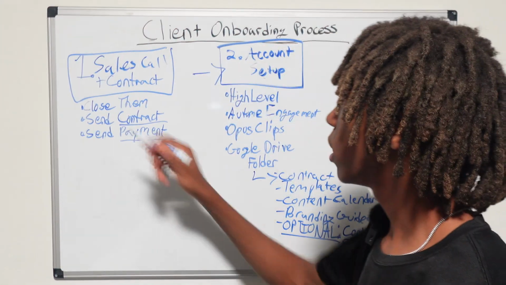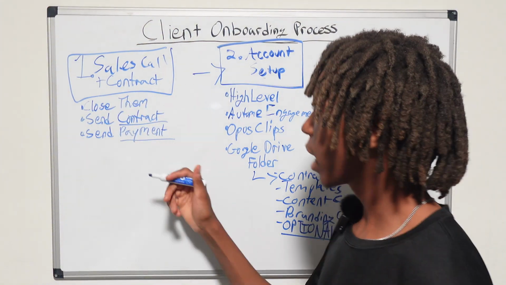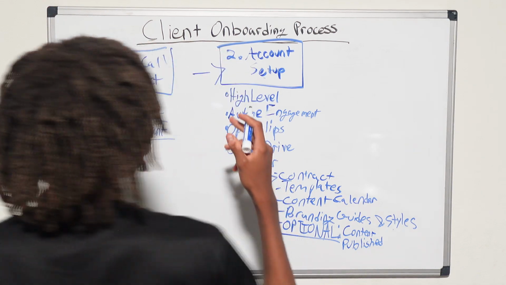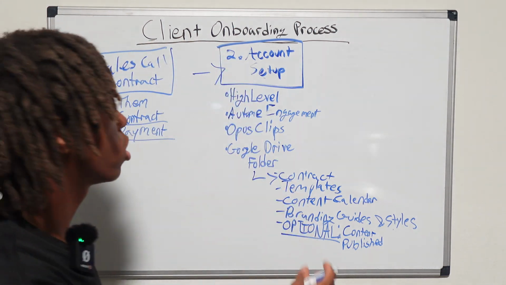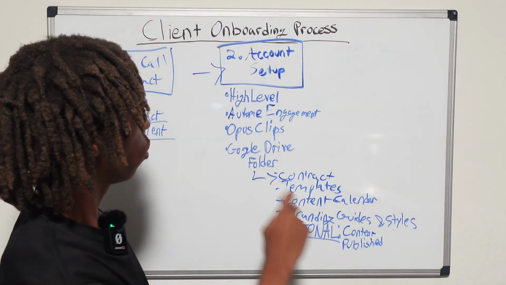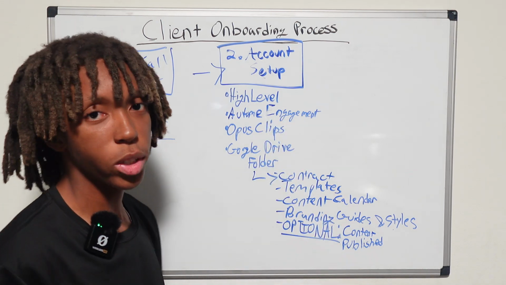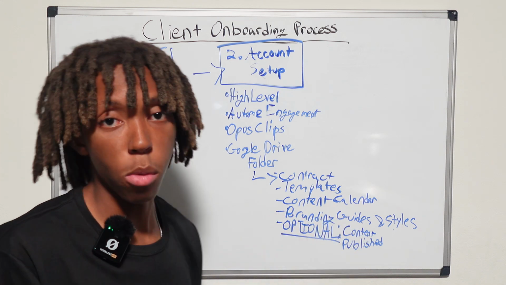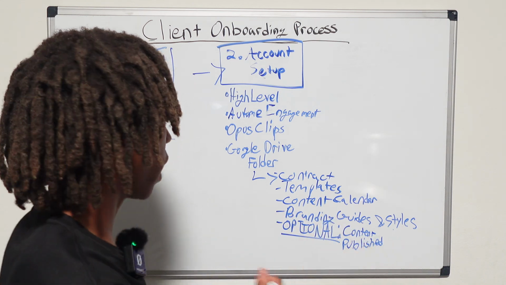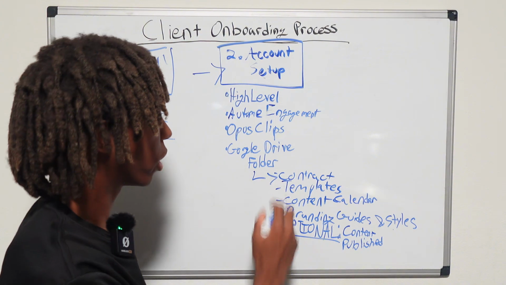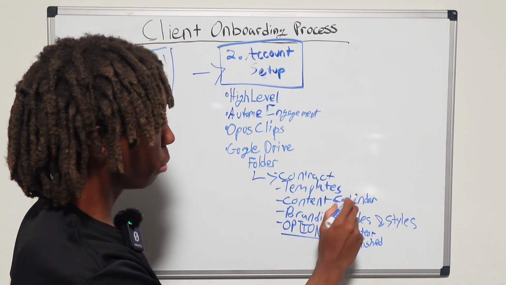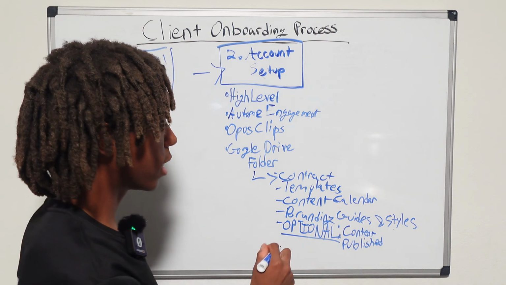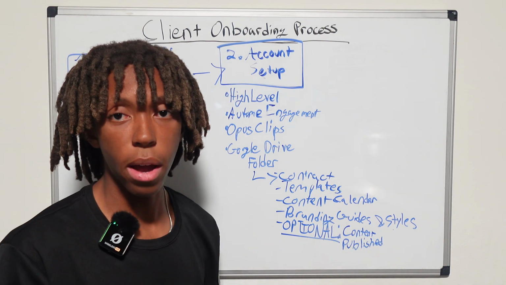Okay, cool. So we did the first step. We have the sales call plus the contract. We closed them, we sent the contract, and we sent the payment. Right after that, we did their account setup. So we set up their HighLevel account. We set up the automated engagement tool, which can be either Phantom Buster or the tool that I go over in my coaching program, or even the school community, which I'm still setting up. I'm in the process of that. And we're going to set up their Google Drive folder. So this is going to be the contract, the templates, content calendar, branding guides and styles, and also this optional content that was already published so that you can compare it in the future.